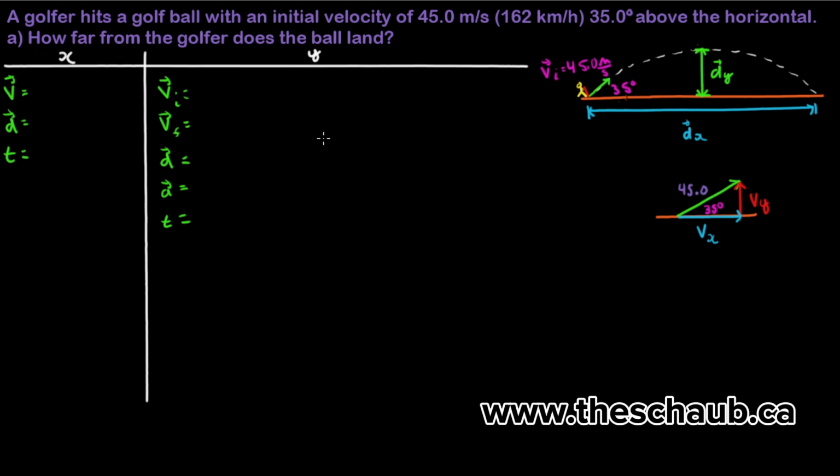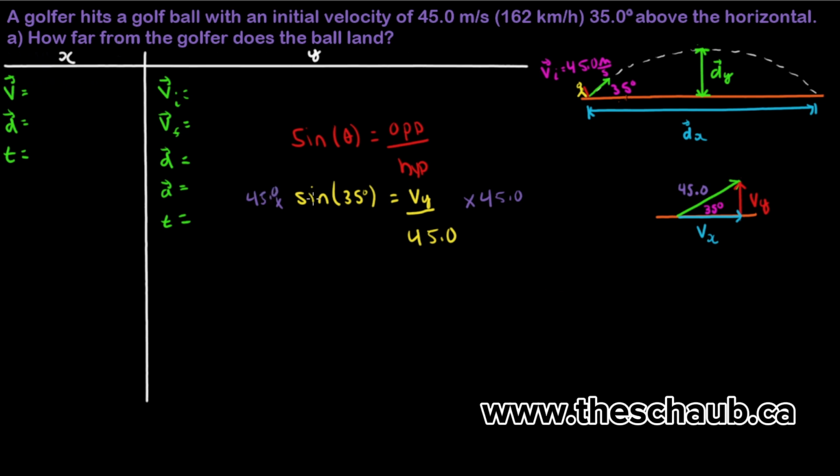So we can use sine. Sine of the angle is equal to opposite over hypotenuse. Adding in our numbers, we have sine of 35 degrees is equal to Vy, the side we're searching for, over 45. Vy is being divided by 45. So to get Vy all alone, we multiply both sides by 45. On this side, 45 divided by 45 is equal to 1. So we have Vy all alone.